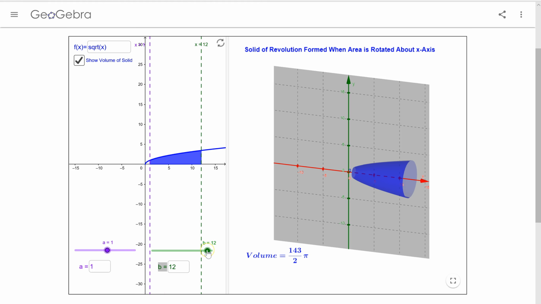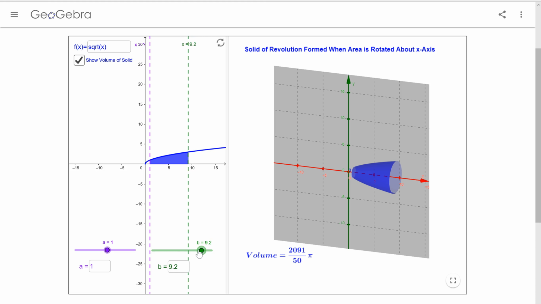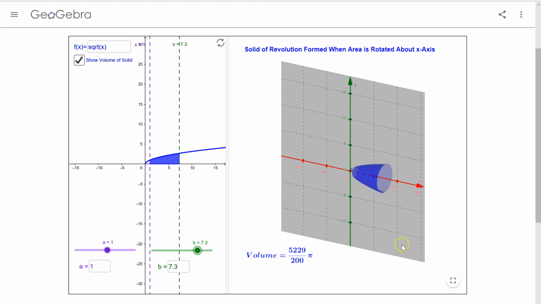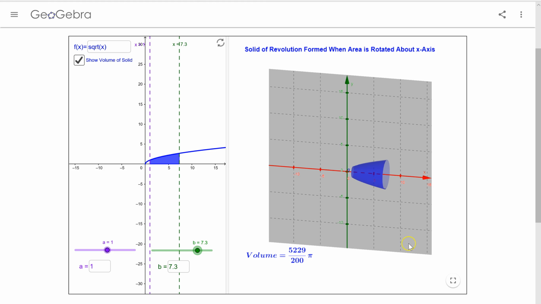If I change the limits of integration, we can see that the shape changes. And if I just change the view over here slightly, we can see that sort of funnel shape that we get is the solid of rotation around the x-axis. So our task is to be able to find the volume of that shape.